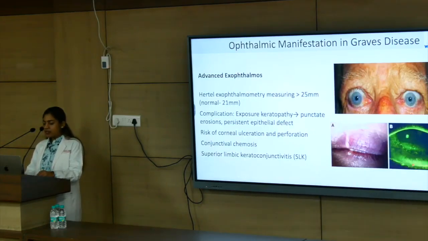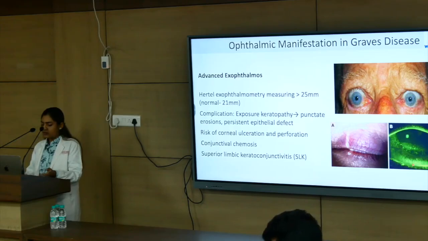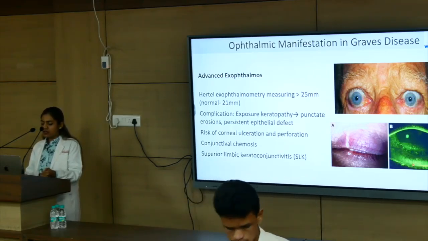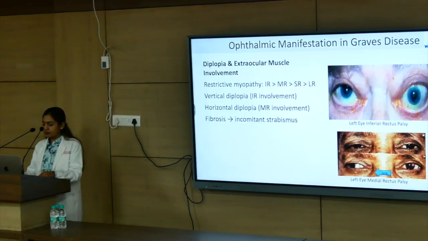There may be advanced exophthalmos. This is a measurement of more than 25 millimeters, where for reference normal is 21 millimeters. This might lead to a complication of exposure keratopathy that presents as punctate erosions and persistent epithelial defect on slit lamp examination. It also carries a risk of corneal ulceration and eventually perforation. The patient might also present with conjunctival chemosis and superior limbic keratoconjunctivitis.